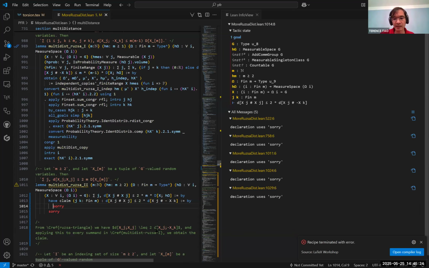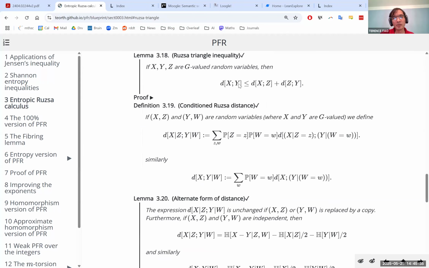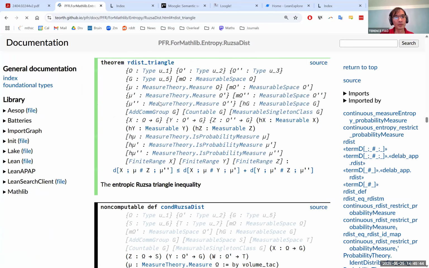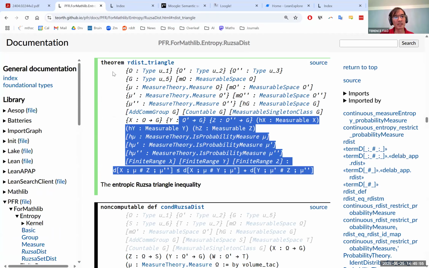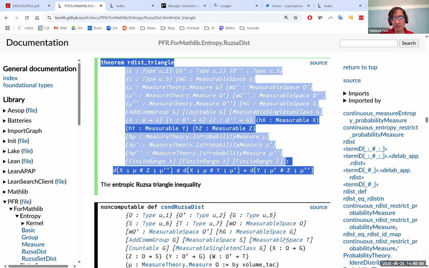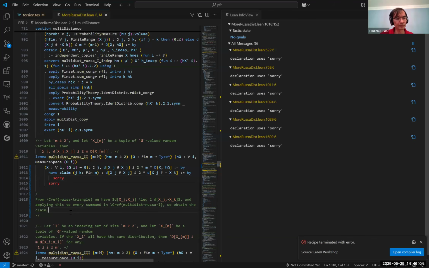So let's go look at it over on the blueprint side. Okay, so we're going to use something called lemma 3.18. We're going to use a certain triangle inequality that this distance is known to satisfy. Let's have a look at its Lean code. This inequality has a lot of hypotheses, but it is a triangle inequality for distance. Let me just copy this description over here just for reference as I go back to my IDE.